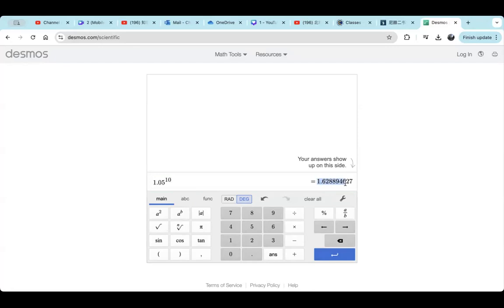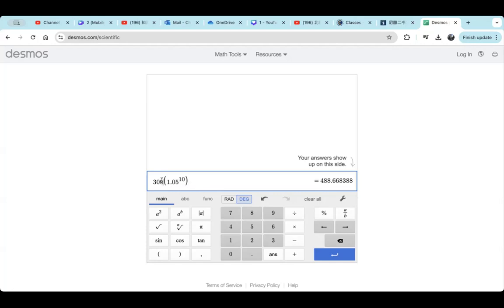Can I copy this number? Oh, yes, I can copy and paste. Then I multiply this number by 300, because I have 300 multiplied by this number. So to get 480, no, that shouldn't be right. That should not be right.